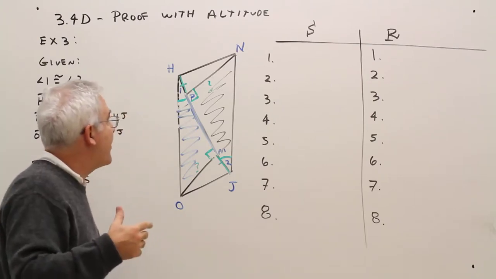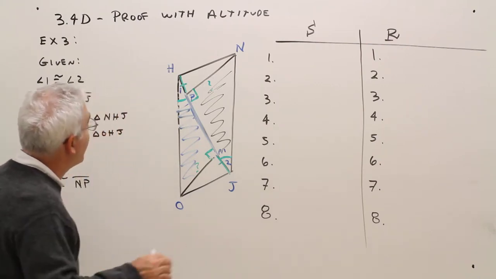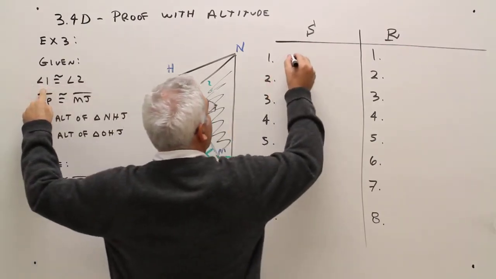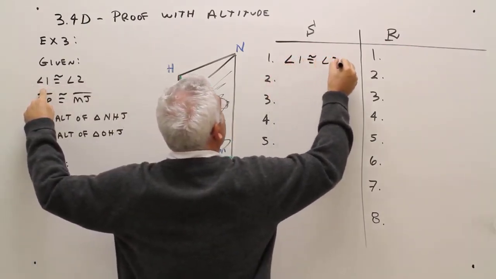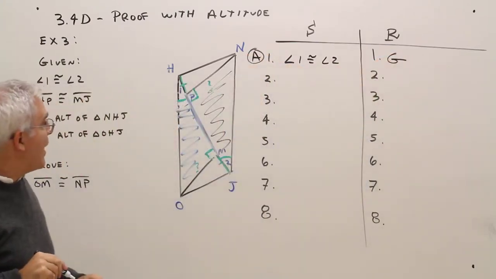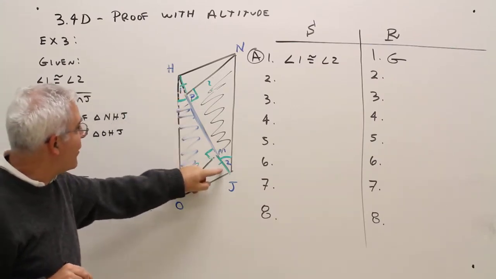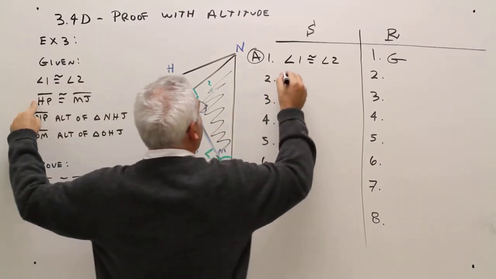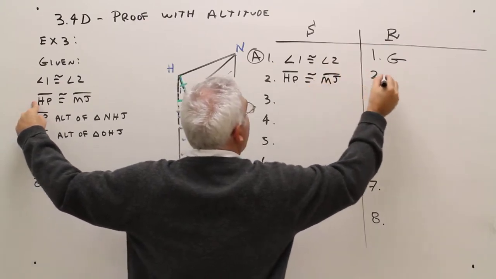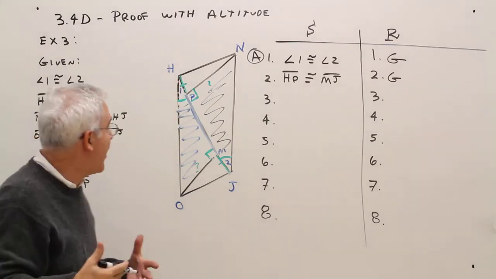Now that I know it's ASA, I'm going to do my proof in ASA order. So let's start with the angle. They gave me 1 to 2. So angle 1 is congruent to angle 2, given. I get angle credit there. Now I'm going to go with the sides. They did give me that chunk to that chunk, so that would be right here. HP congruent to MJ, given. I do not get side credit. That's not the entire side of the triangle I care about.